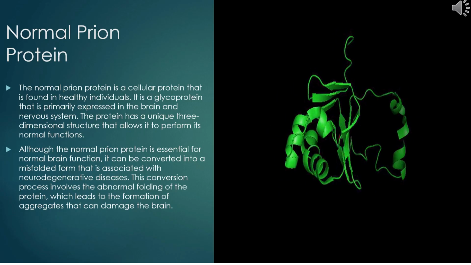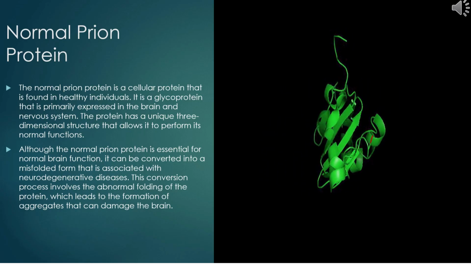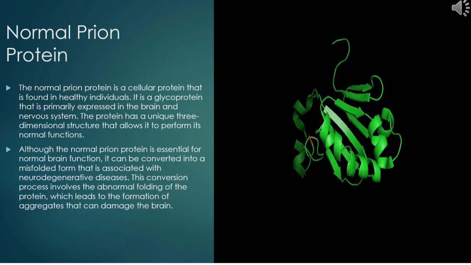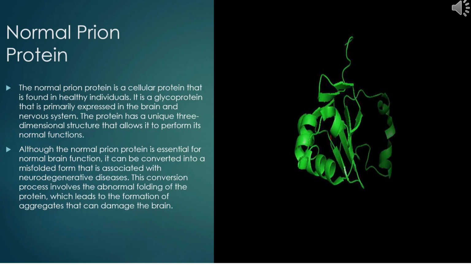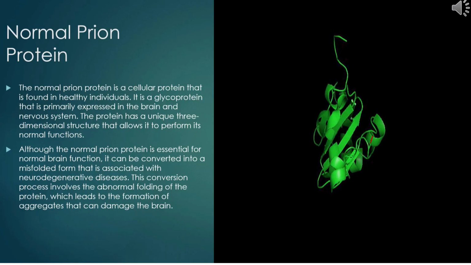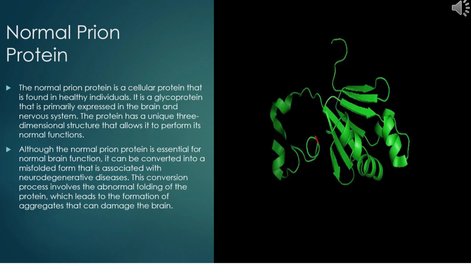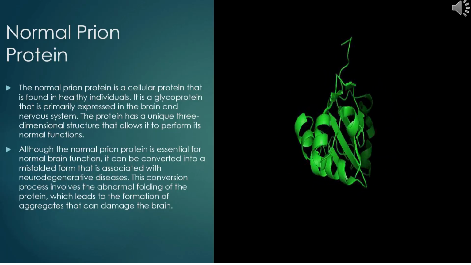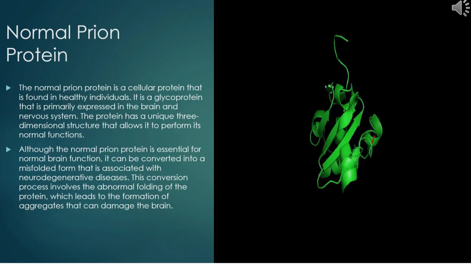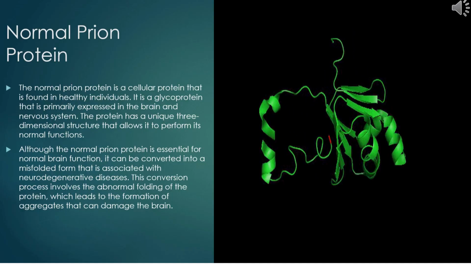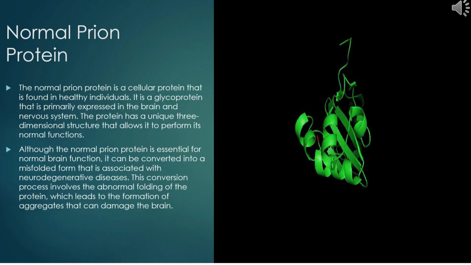And as for the function of the normal prion protein, we really don't know what the function is, but we can hypothesize that their function is either assisting in synapses, cellular adhesion, and cell-to-cell communication amongst other cells within our body.